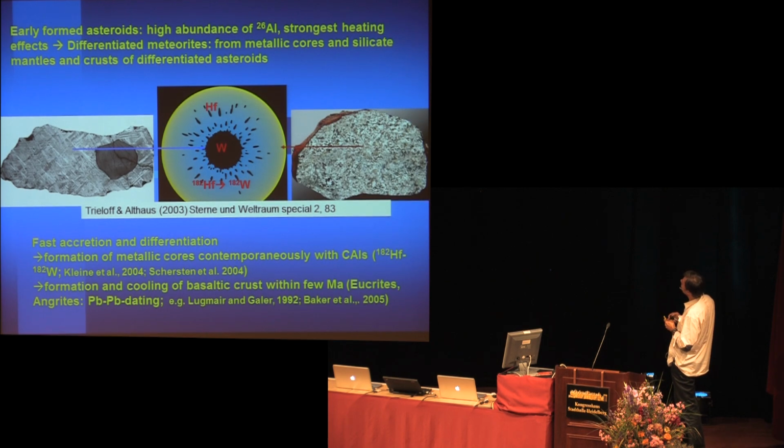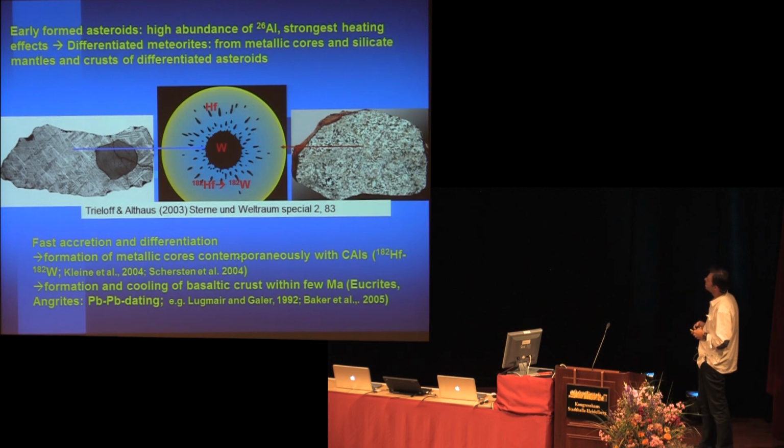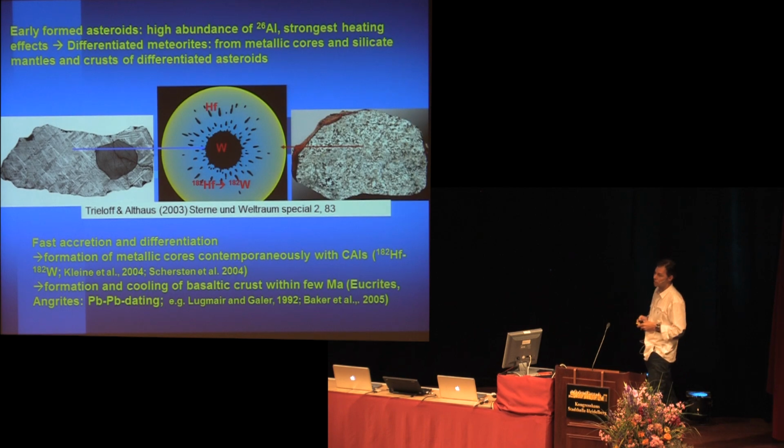And in fact, we know differentiated meteorites. These are iron meteorites consisting of an iron-nickel alloy. These are basaltic achondrites, which are devoid of most of their iron. That means they stem from parent bodies which formed a metallic core very early in solar system history. And that this process actually occurred fast is evidenced by hafnium-tungsten dating, which can date the separation of the metal and the silicate portion of a body. And we also know that the formation of the basaltic achondrites occurred very fast, within a few million years after CAIs.